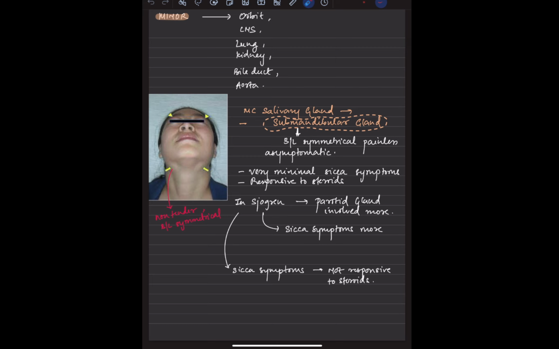Like Sjogren's involving the salivary gland, they have a poor response. Okay, so that is the difference. So it is the parotid gland which is involved here. It is the submandibular gland. Then sicca symptoms are more, and it is not responsive to steroids.